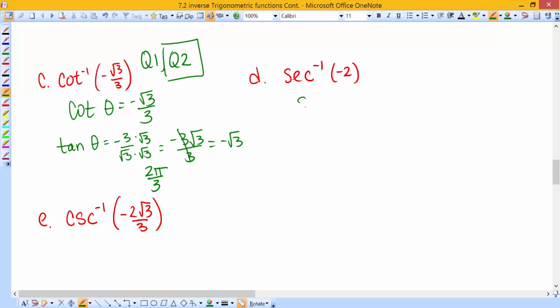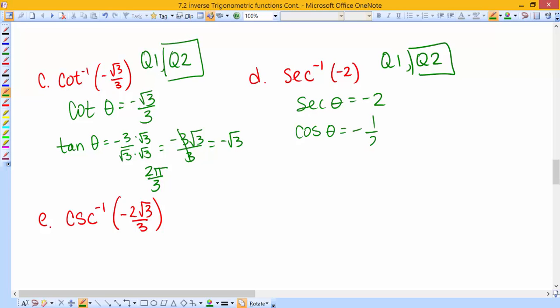Secant theta is negative 2. Secant goes with cosine, so this is quadrants 1 and 2, specifically quadrant 2 because it's negative. You can use your unit circle. You use your unit circle, you're looking at the second quadrant for secant, and immediately you will know that it is 2 pi over 3. Otherwise, you can work with cosine, and the reciprocal is negative 1/2. And the cosine is negative 1/2 at 2 pi over 3.